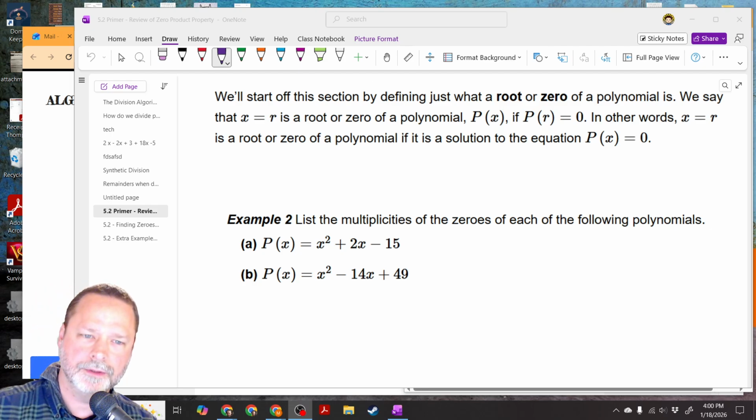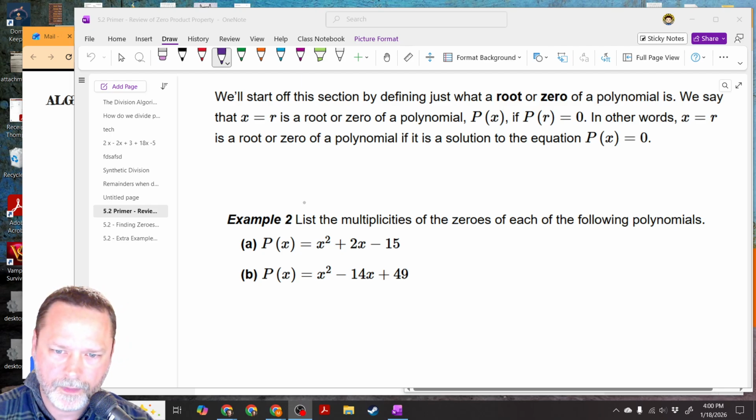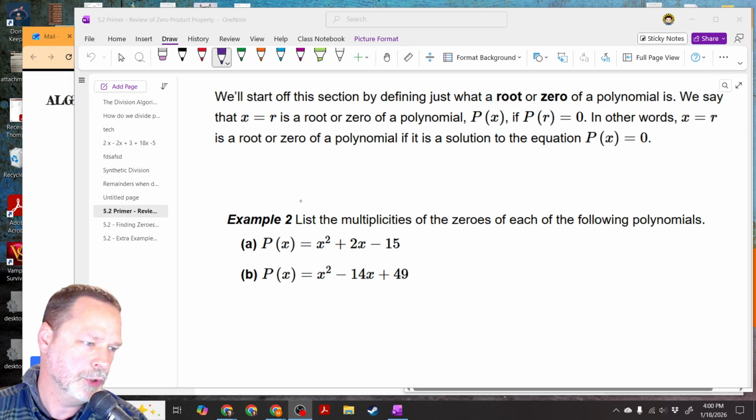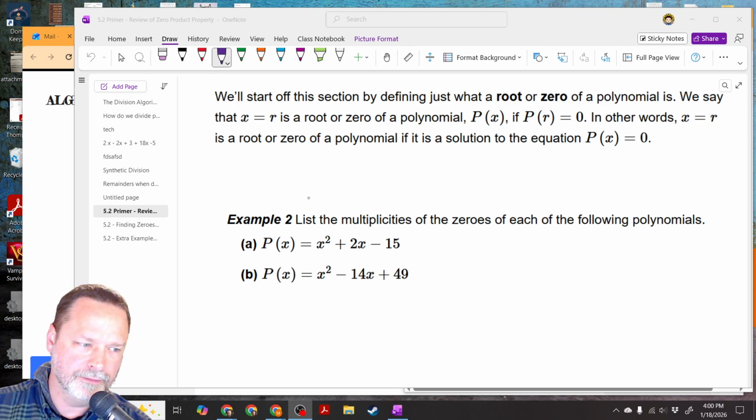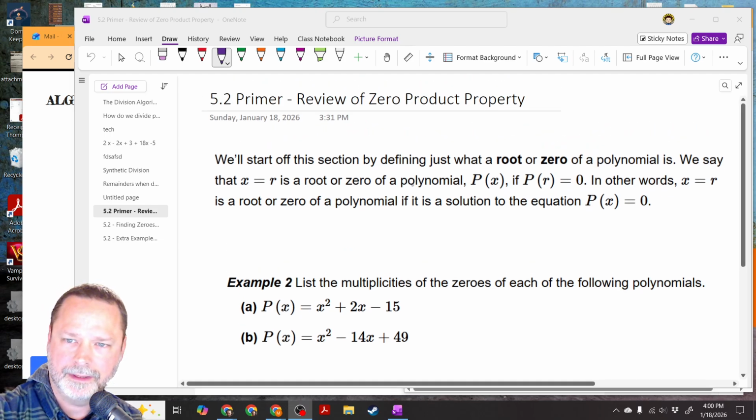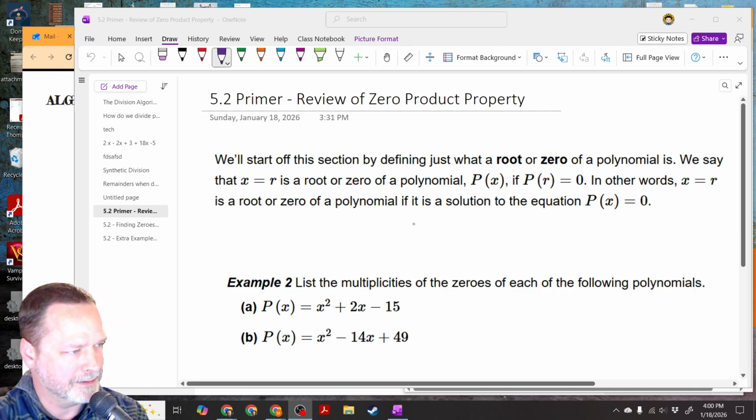Algebra 2. We are getting into section 5.2, finding zeros and roots of polynomials. We have this main idea, so let's start with this. Today I'm just going to review the zero product property. That's it.